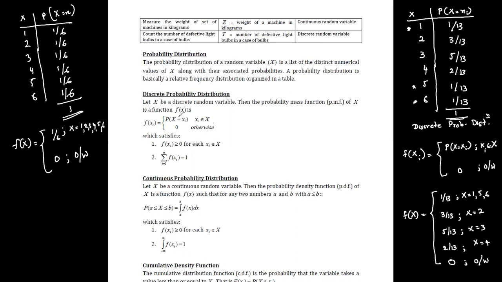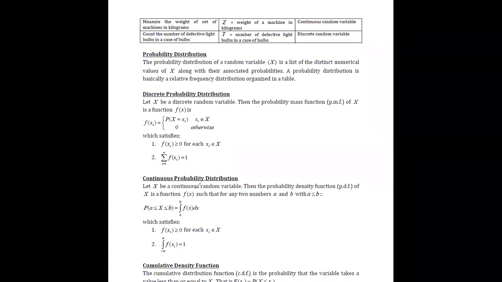And now we will move to the continuous probability distribution. I will just give you a brief idea regarding the continuous probability distribution. At the beginning, it is stated that according to the type of the random variable we have, we define the probability distribution as discrete or continuous. Therefore, if x is a continuous random variable, then we may have a continuous probability distribution.